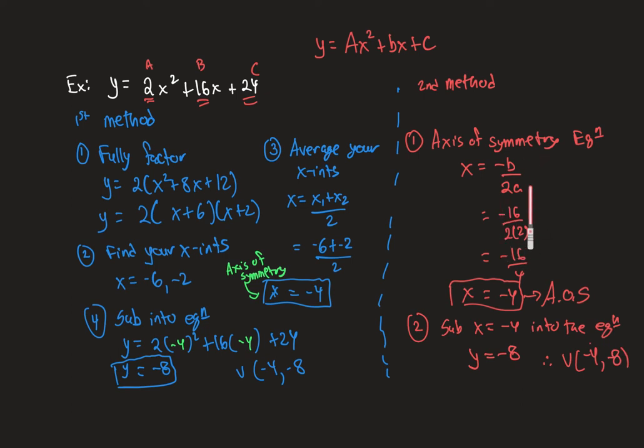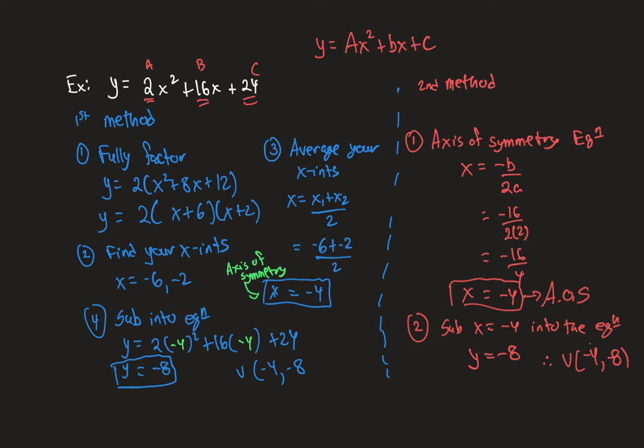Now, this method only works when the equation is given to you in standard form, because you can see your a and your b and your c value very, very easily. If they give it to you in factored form, then it will not work without you having to distribute and simplify, in which case the first method is quicker.